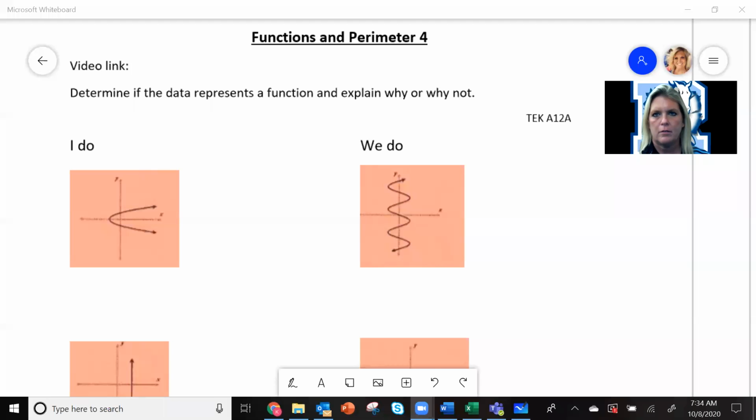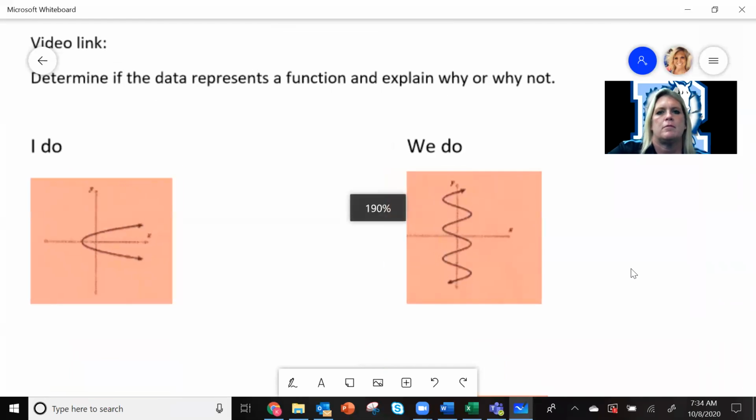Okay, this lesson, we are going to work on determining if graphs are a function or not, and then finding the perimeter of figures and simplifying them when we find the difference. So let me pull up what we need for today. All right, here's the first ones that we have.